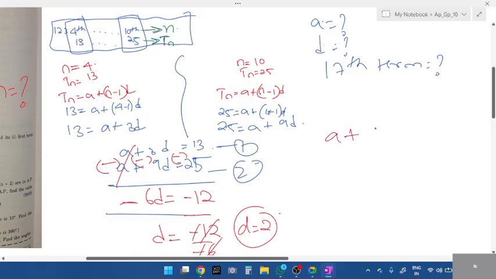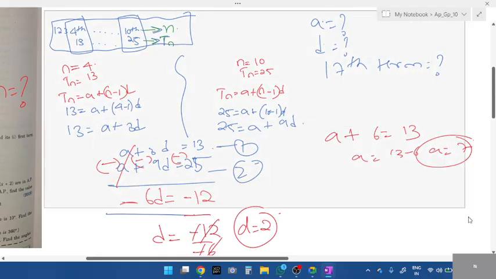A plus D is 2, so A plus 6 is equal to 13. A is equal to 13 minus 6. A is equal to what? Completed, Adya, Mariana. Did you understand? Okay.